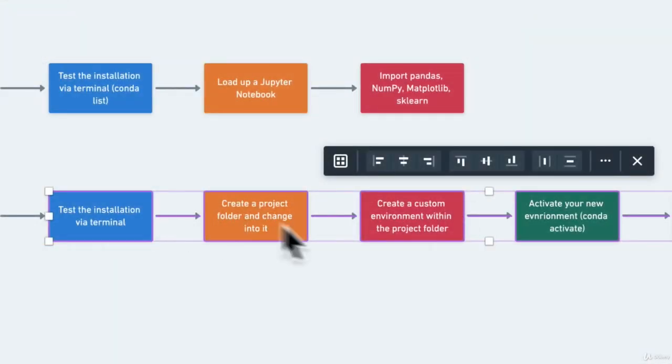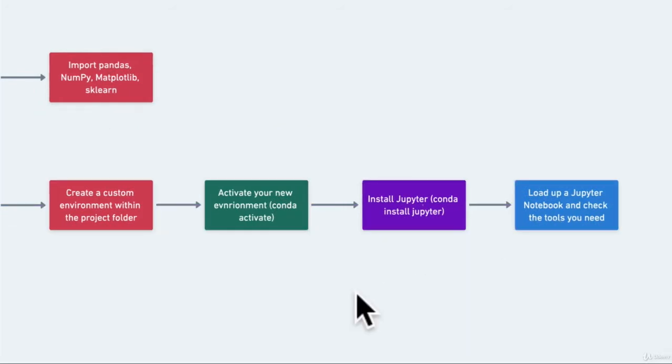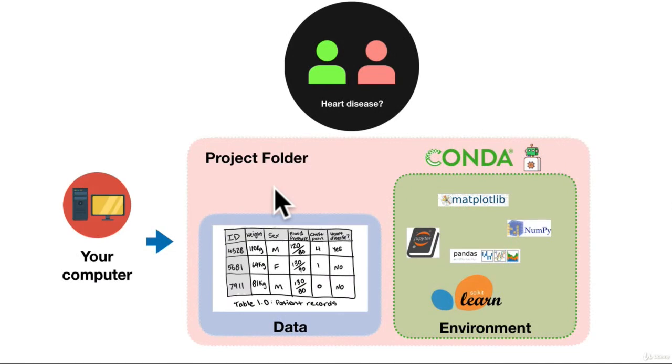Now, for this lecture, we're going to take care of these steps. Test the installation, create a project folder, create a custom environment with it, activate your new environment, install Jupyter, and load a Jupyter notebook. Now again, I realize you might be thinking, Daniel, this is a whole lot of steps. I just want to get into coding. And you're right. I'm the same with these sort of things, but trust me, setting up this workflow is what we're doing. We've got your computer, we're going to create a project folder, and then build an environment using Conda, an environment which contains all of our machine learning and data science tools. It's going to be foundational and paramount for future projects going forward.